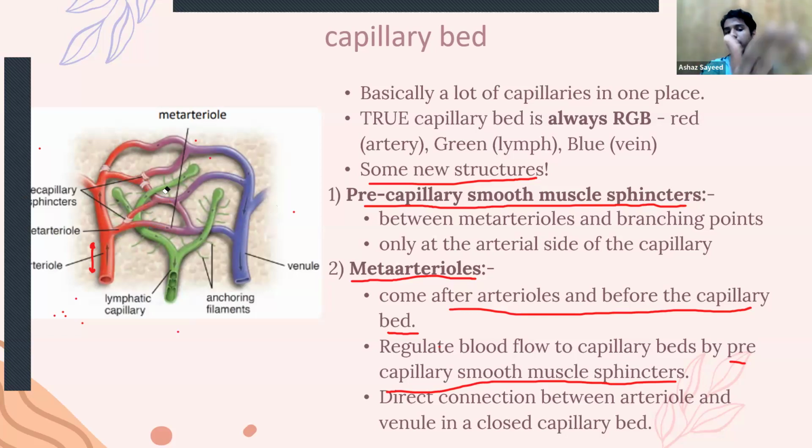Now, what happens if the smooth muscle sphincters are contracted? You cannot let blood just stay there. The blood has to move. Again, the meta-arteriole comes into play. Because what happens here is, look at this. The meta-arteriole starts here. It actually continues and joins the venule. In this region, it becomes something called a thoroughfare channel, but you guys don't have to know that. Just for the sake of simplicity, know that it's just a meta-arteriole. And in a closed capillary bed, it's a direct connection between the arterioles and venules.